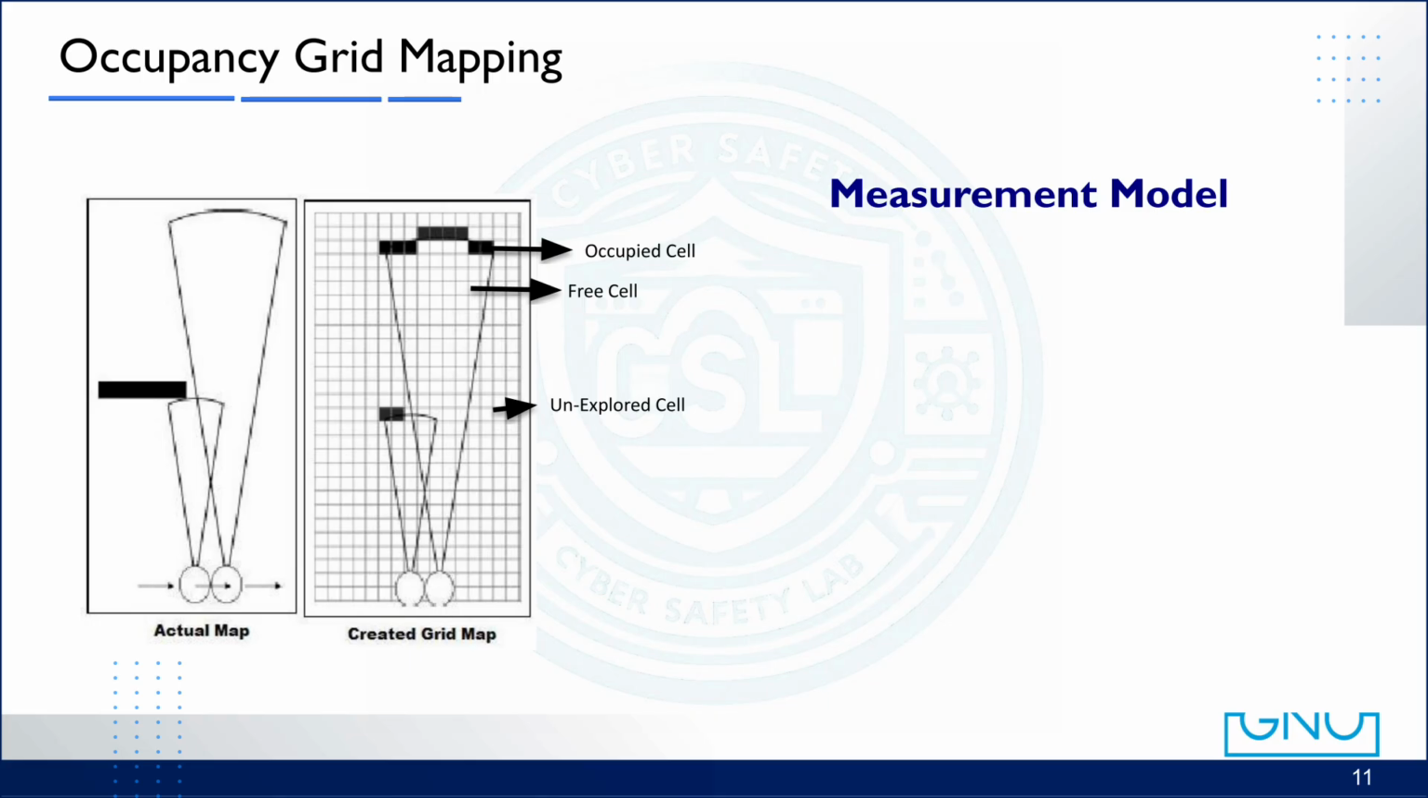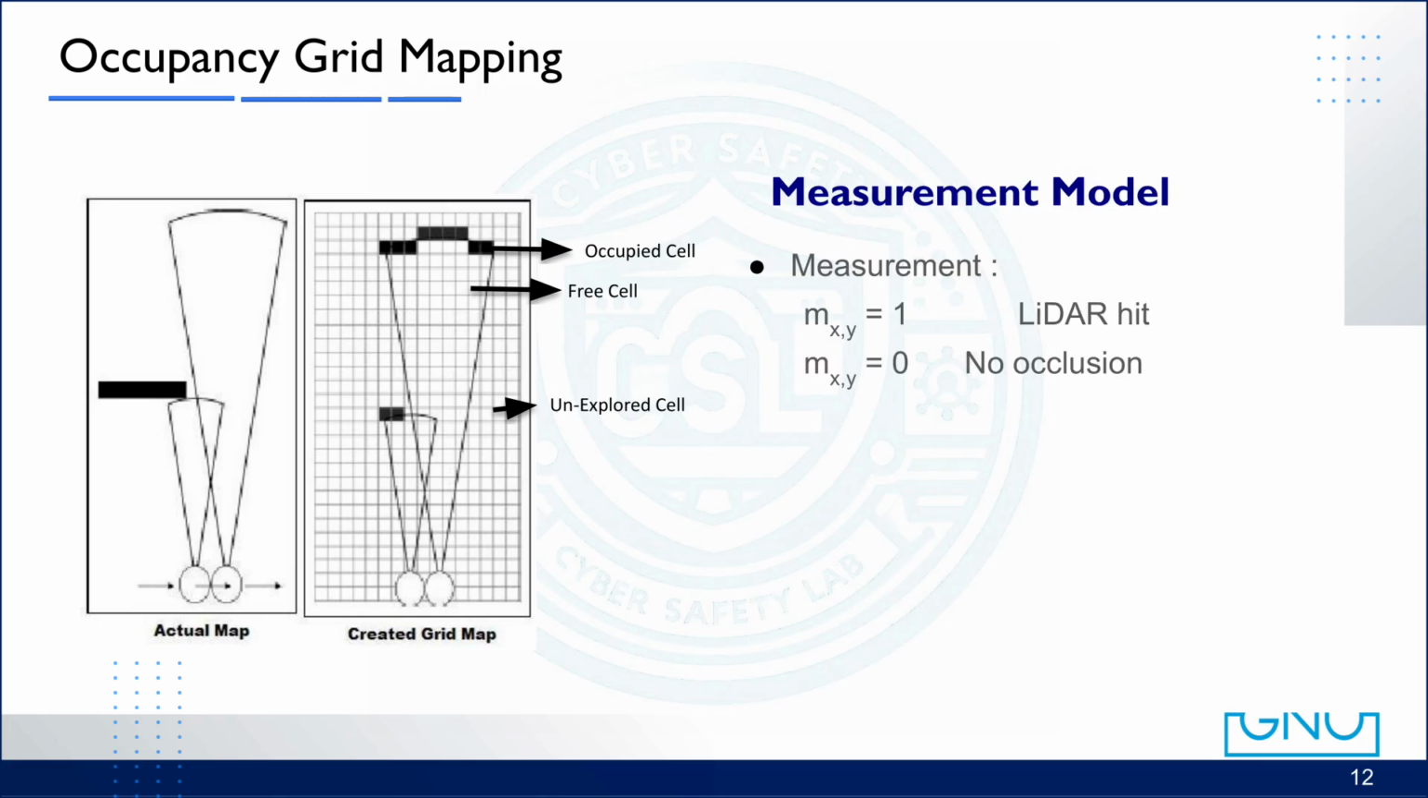Cells that lie along the laser beams but do not block the scan are considered free because the ray has passed through them without encountering anything. Any cell that has never been observed remains unexplored. Once this grid is created, every new LiDAR measurement must be translated into updates on specific grid cells. For that, we maintain a structured map where each cell stores information derived from repeated sensor readings.